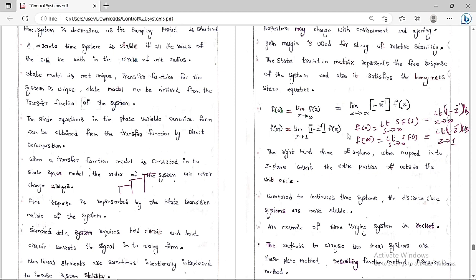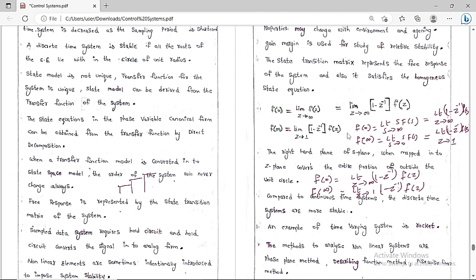So this formula always you have to keep in your mind. Here I am writing, in terms of the discrete time system, the limit as z tends to infinity of (1 minus z to the power of minus 1) into F of z. Here it is the limit as z tends to 1 of (1 minus z to the power of minus 1) into F of z. So this is f of infinity.